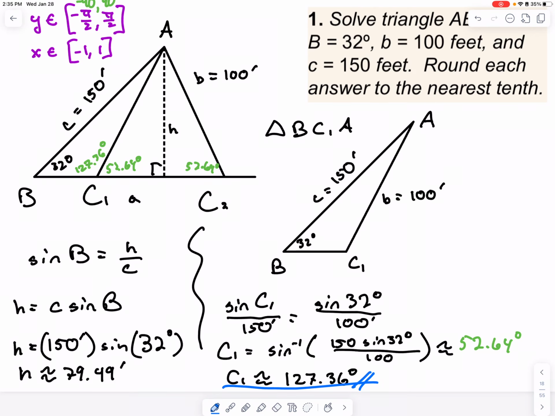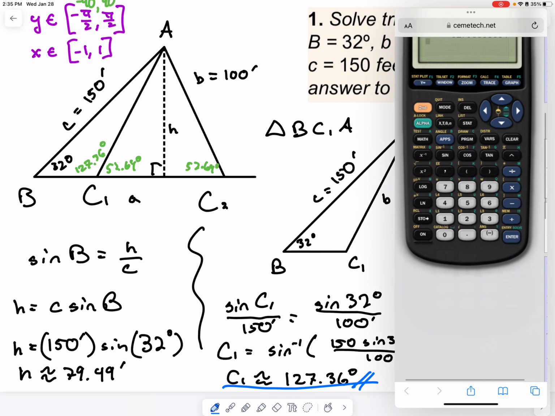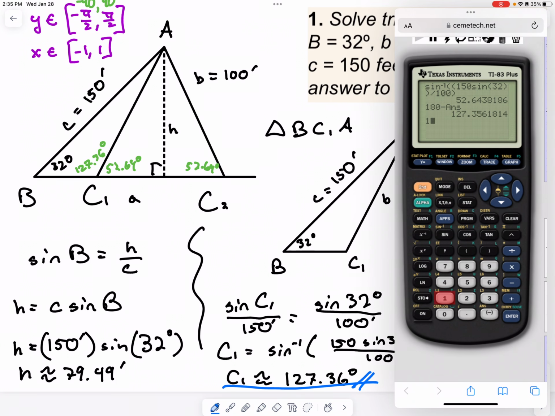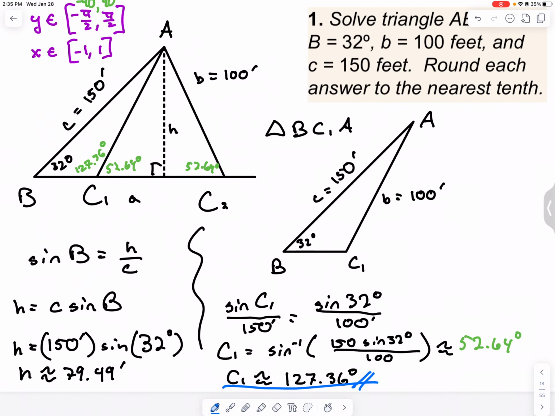Then we can use the fact that the sum of the interior angles of a triangle adds up to 180. So we'll say 180 minus that answer, and then minus 32 to get that angle A. So we got 20.64 degrees.